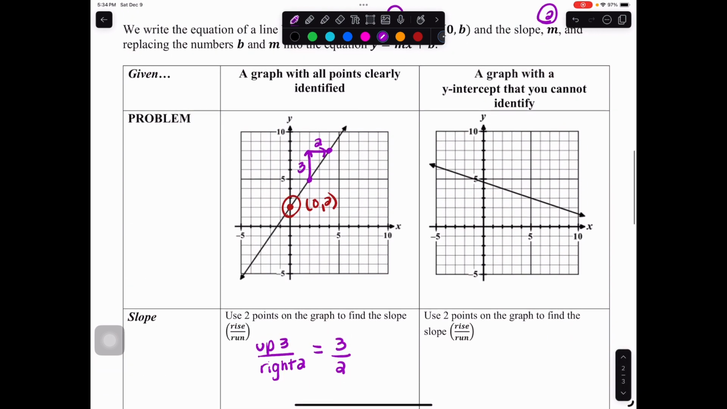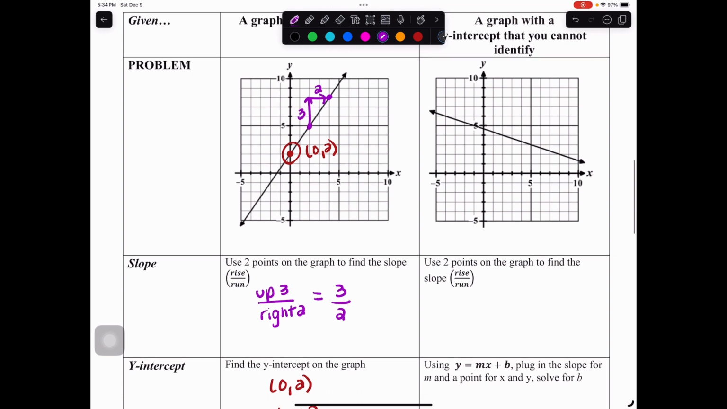The next situation that we find ourselves in is a graph where I can find 2 points to find the slope, but when I go to find the y-intercept, we have an issue. So let's start with the slope. We can pick any 2 points we want to find the slope. So I'm going to pick this one and this one. I'm going down 1 and to the right 3.